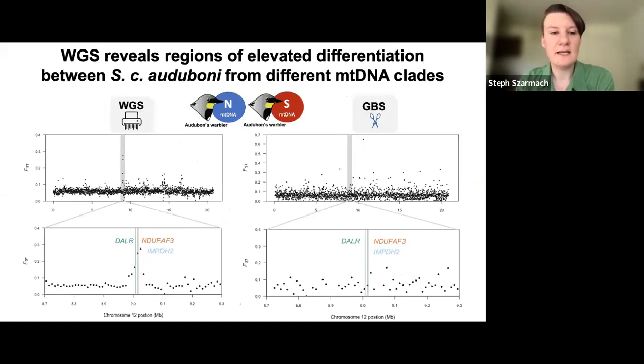Here we show the peak of slightly elevated FST on chromosome 12, which was detected in the whole genome data, but not from genotyping by sequencing. When we explored what genes were located in that region, we found it contains NDUFAF3, which is a nuclear encoded mitochondrial gene that encodes a protein in complex 1 of the electron transport chain. We're now exploring this region further to determine if it may have introgressed alongside the mitochondrial DNA. In this case, the whole genome data allowed us to identify a pattern of divergence that wasn't evident from our other data sets.